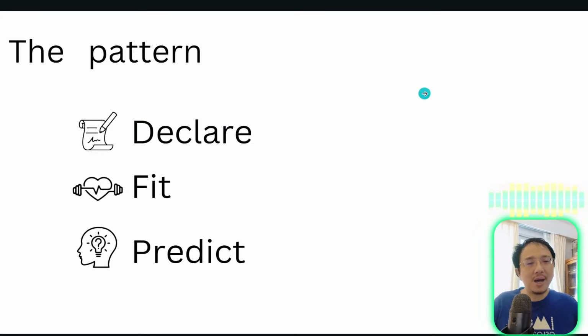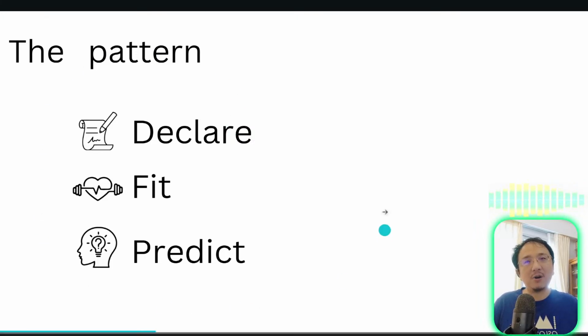You change to another algorithm. Maybe you change some parameters, the hyperparameters of it. Or maybe you change some backends to see if it runs faster. But all you need to change is the declaration part. So that's the pattern of Scikit-learn.